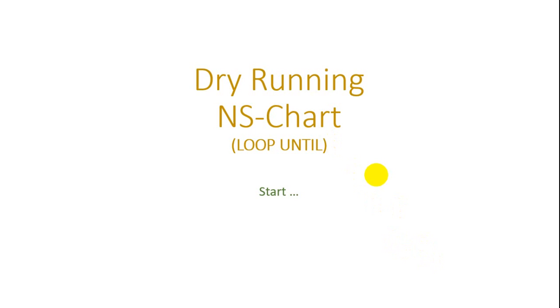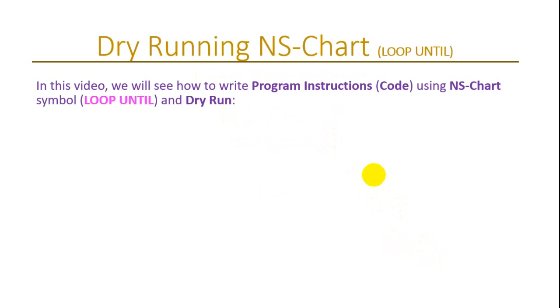I'm going to show you how the loop until works. This is our fourth symbol of the NS chart. Okay, so let's go through that and see. In this one we're going to do the loop until. Now we have already done the loop while and shown you. So this time it's going to be loop until.